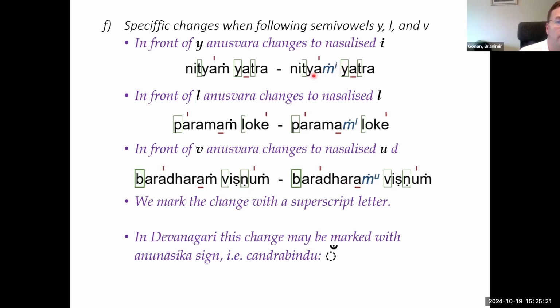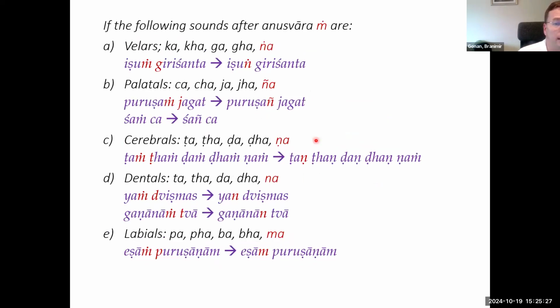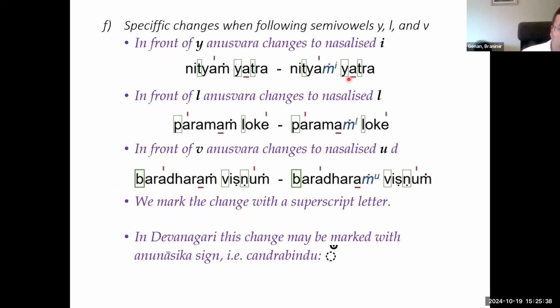Because you cannot put it in writing like we can put Purushan or Shanchame or Tarn. So we can actually change immediately and put phonetic change in writing as in normal writing, but here we cannot. We just use this superscript option to mark this nasalization, because it is not E, it's nasalization. It's just the representation that we are reminded that we should nasalize in these cases. Nityan yatra paramalloke baradharam vishnum. And you will be hearing this quite often in our texts.